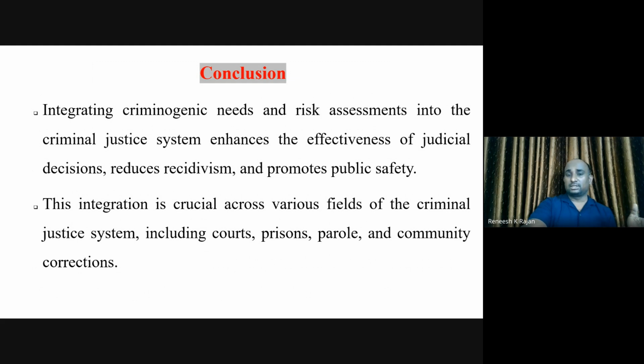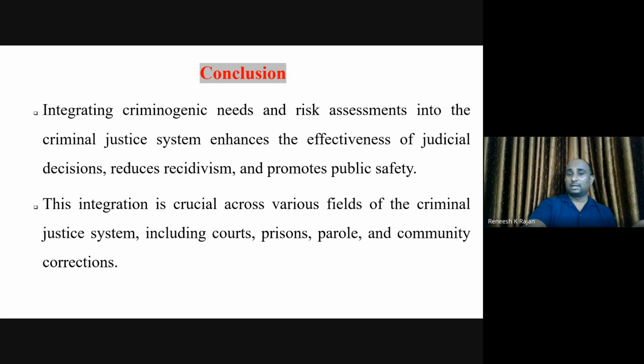We are focusing mainly on high-risk and medium-risk offenders and why they are committing crime. That means their crime-causing factors, and we give rehabilitation programs related to their particular problem. Then we can rehabilitate them, and there is a lesser chance of recidivism. So we can reduce recidivism.